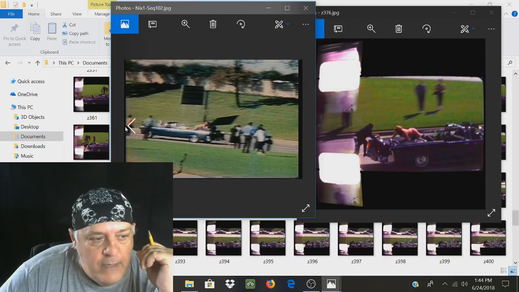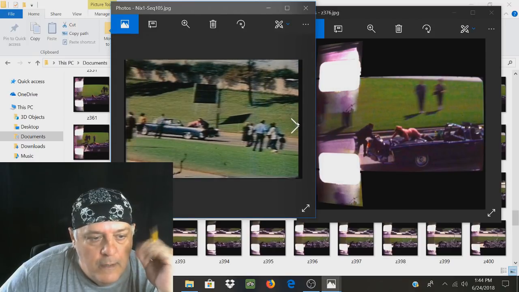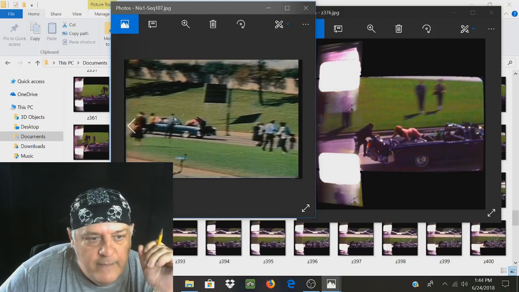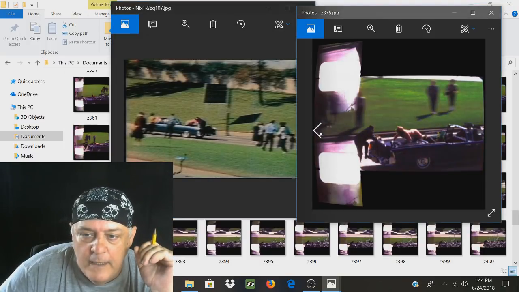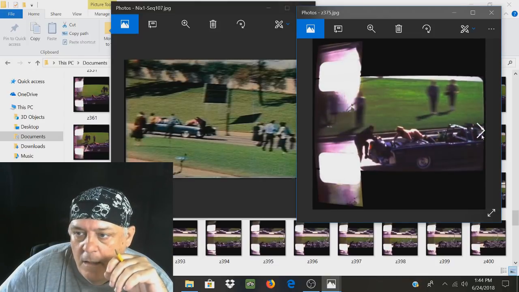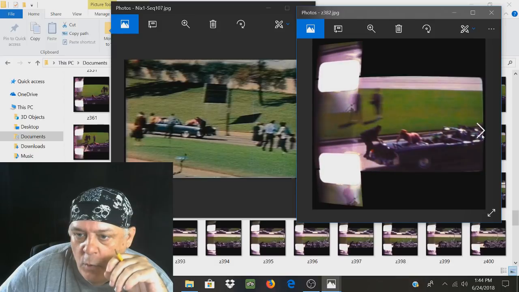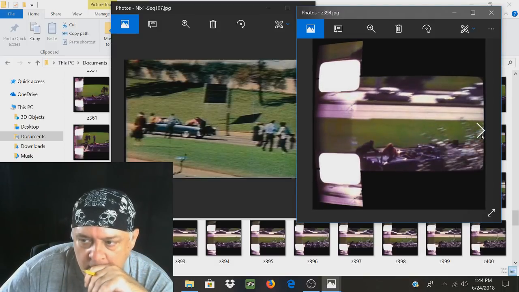Now, as you see right here, in the Orville Nix film, we see the lady in there as they're reaching the sign. But as you see right here in the Zapruder film, they're not even to the sign yet. Okay, now we're going to go into where they get close to the sign, as you see here.